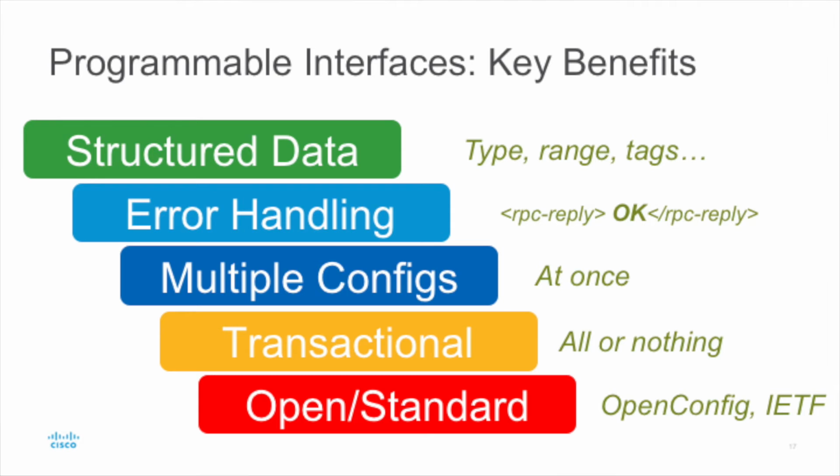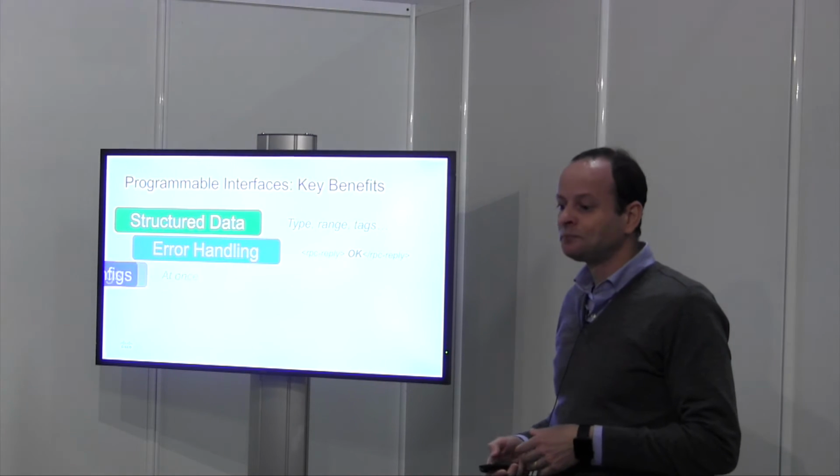Okay. But the key benefits of using open and programmable interfaces are structured data that can be either XML or JSON, depending on the protocol that you are using. It will be XML on NETCONF, and you have XML or JSON in RESTCONF. And error handling, so you know whether the NETCONF operation has been successful or not, and you can act based upon the error handling.